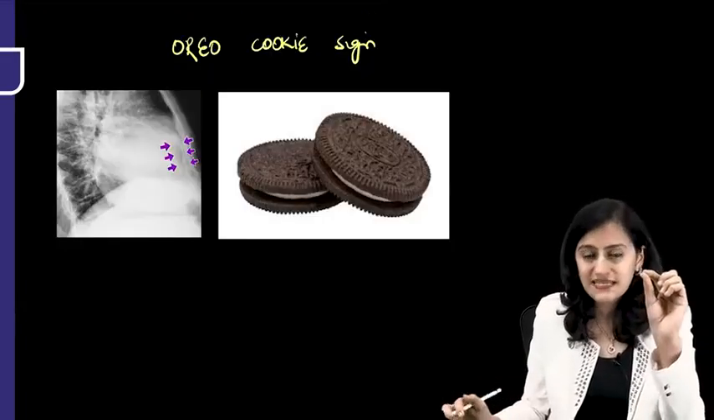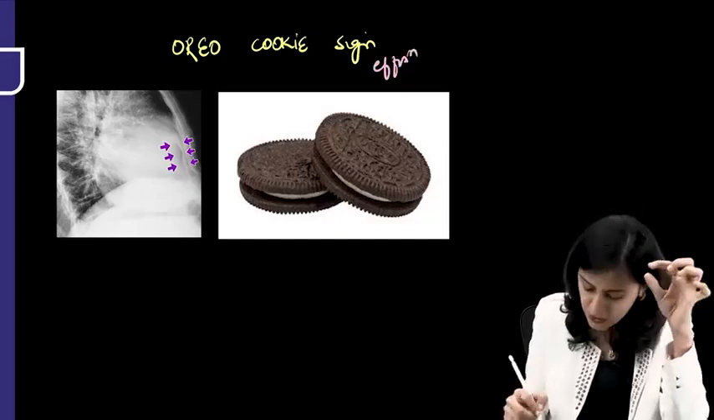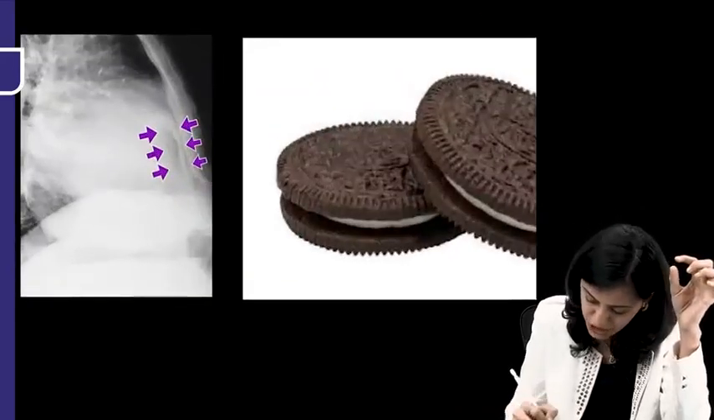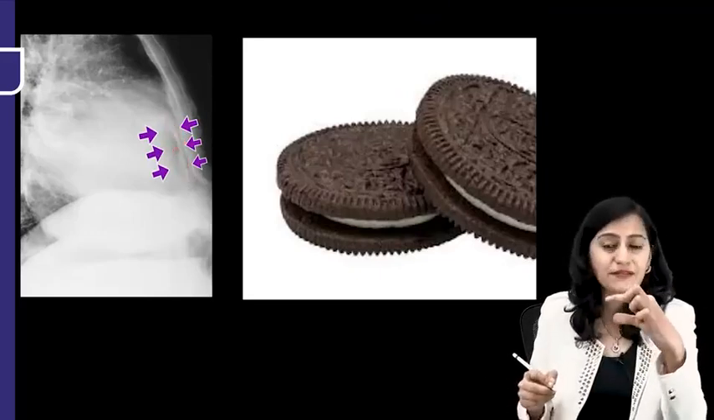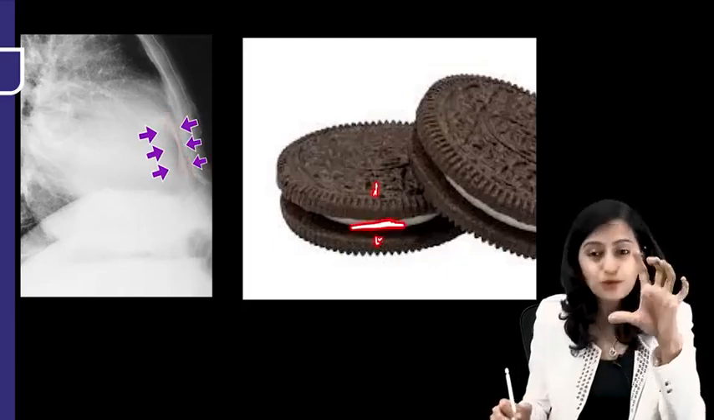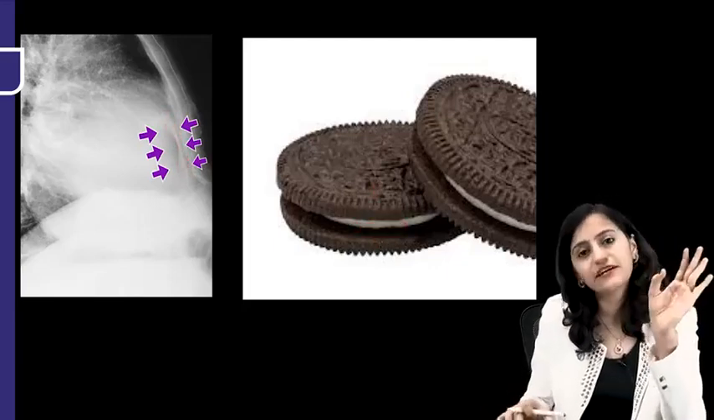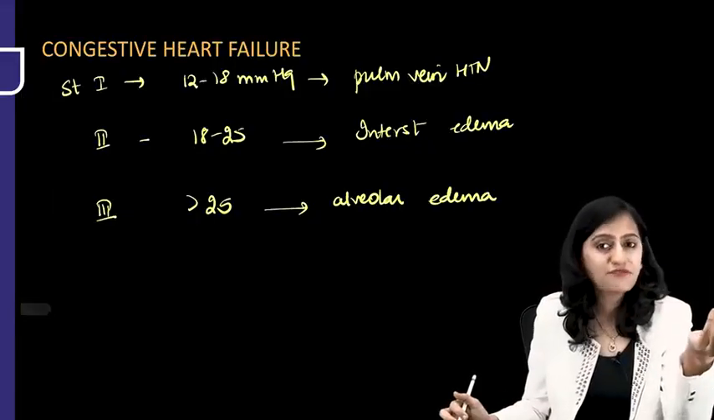On the lateral chest X-ray, pericardial effusion gives the Oreo cookie sign. So basically the pericardial effusion, this water in between the two layers of fat, gives the Oreo cookie sign. Water in between the two black fat, the water is the effusion, that gives the Oreo cookie sign. Congestive heart failure.